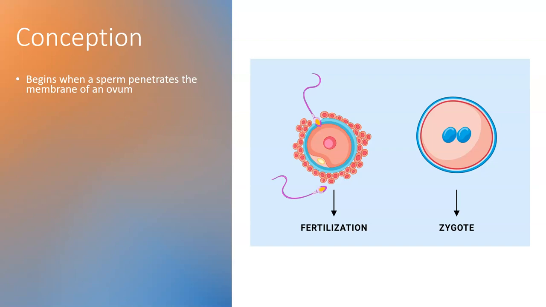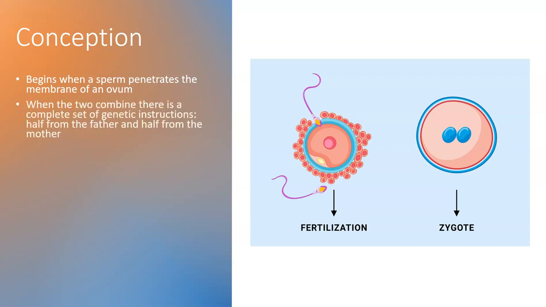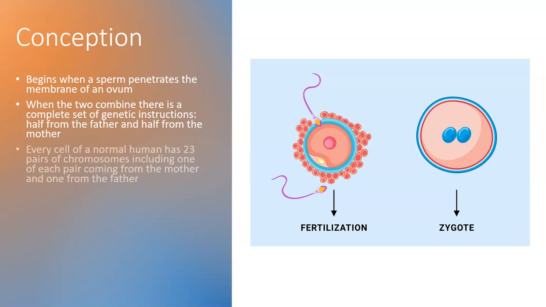So conception is defined as the moment, the time when a sperm penetrates the outer membrane of the ovum, carrying the genetic complement from the male of the species. When the egg and the sperm combine, there's a complete set of genetic instructions. So you have half of the instructions from the father, half from the mother, and that's what produces a zygote.